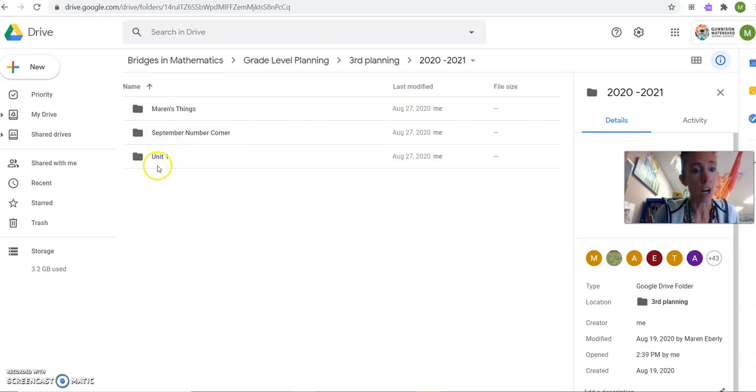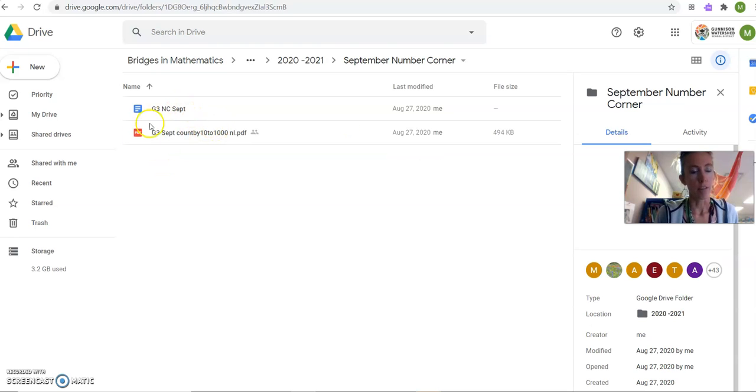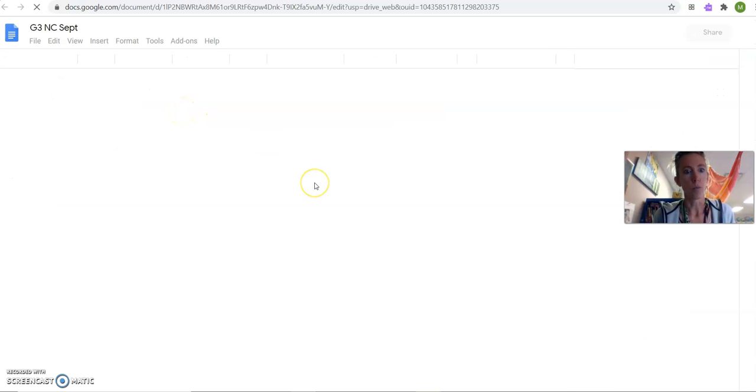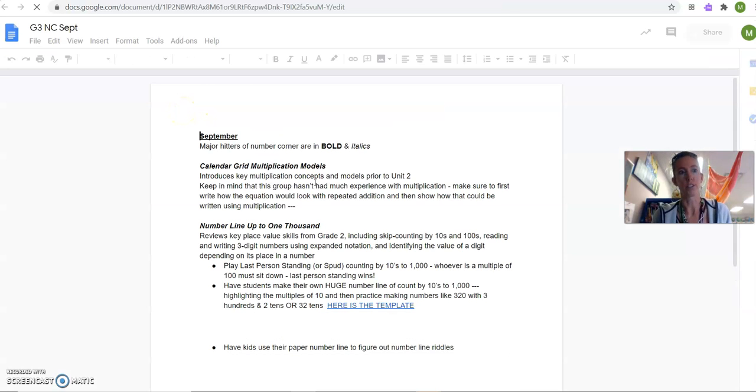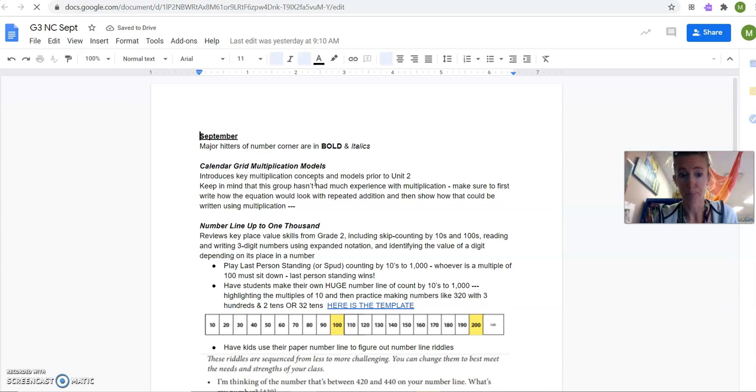And then here are the ideas that I have for you for Number Corner. And then here would be the ideas for Unit 1. So if we go into Number Corner, if you are going to do that at the beginning of your math time for a little bit, or if you're doing it a different part of the day, this is just giving you a play-by-play of what are the major hitters for Number Corner in September.